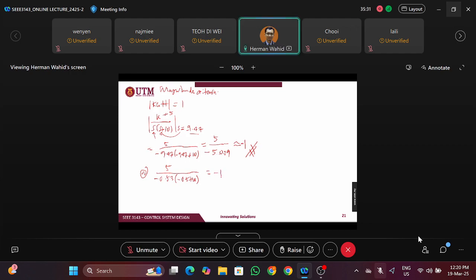But for the magnitude, we only take the magnitude without the sign. So if you take the magnitude, it is actually 1 only, because our formula is with the modulus here. So that is the first one.